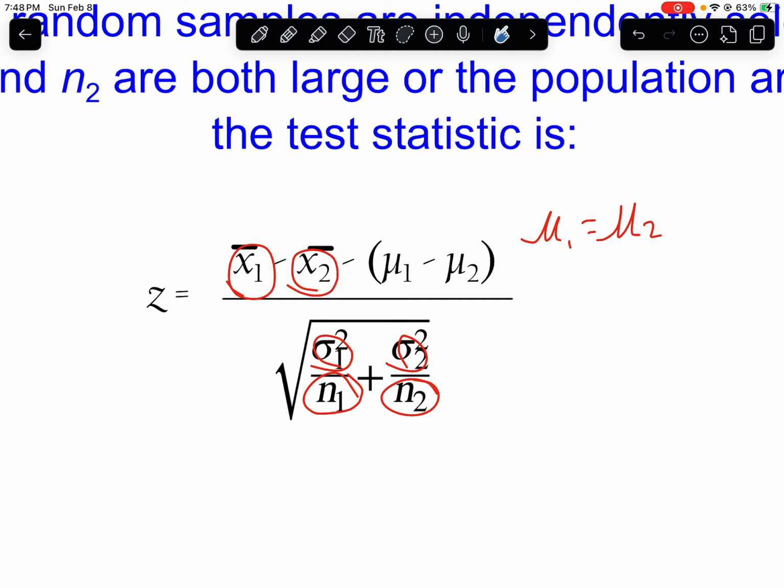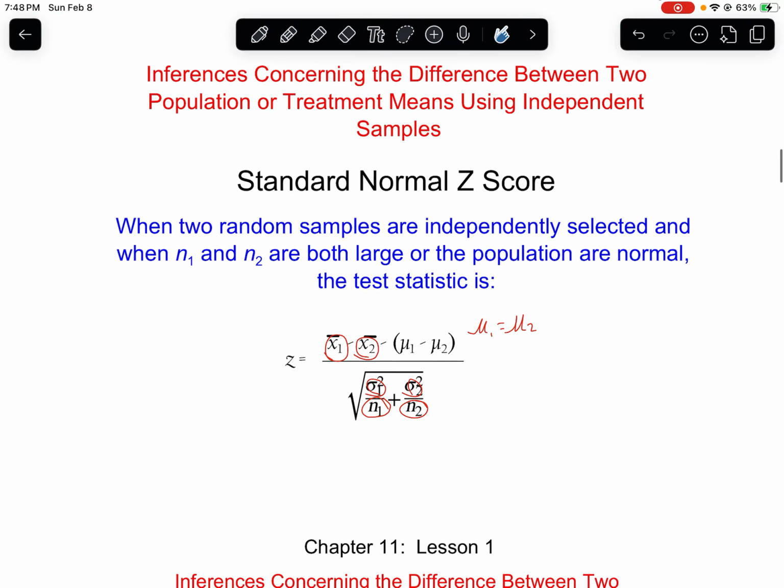So a lot of it is going to be identifying these things, being able to pull this information out of context, different examples, things like that, and then work within this formula to find a z-score or a t-score or something like that.